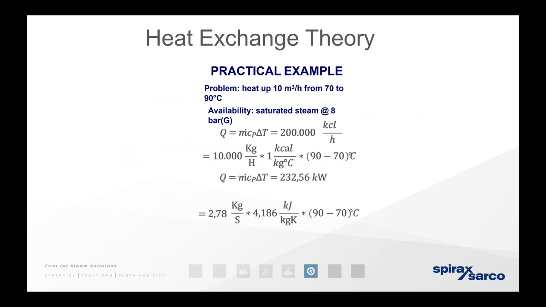So, a practical example. Here we have a problem. Heat 10 meters cubed an hour from 70 degrees to 90. Availability of steam is at 10 bar g. By using those, we can go into the formula below. So Q equals m c delta T, equals 2,000.